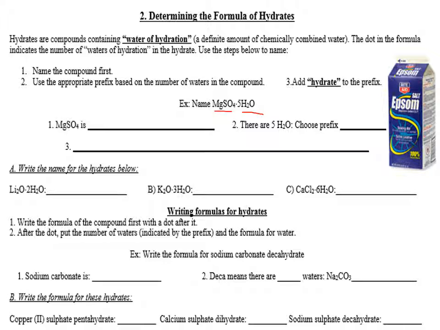So we'll start off with naming hydrates. So let's say we had MgSO4·5H2O. Your first step is to name the ionic compound first. So we have magnesium sulfate. And your second step is to choose the Greek prefix that matches the number that's in front of the water. So mono is 1, di is 2, tri is 3, tetra is 4, 5 would be penta. So we're going to choose penta over here.